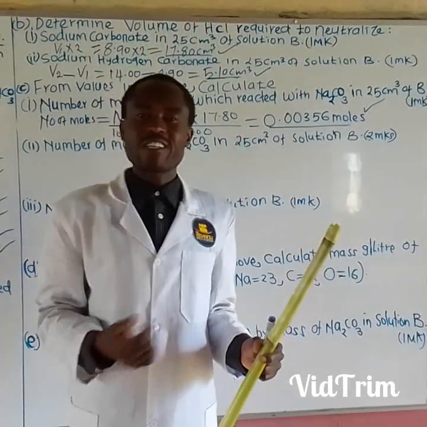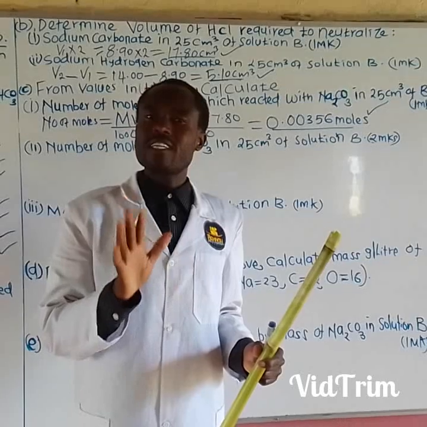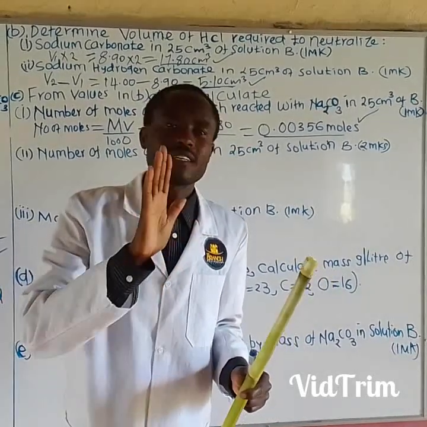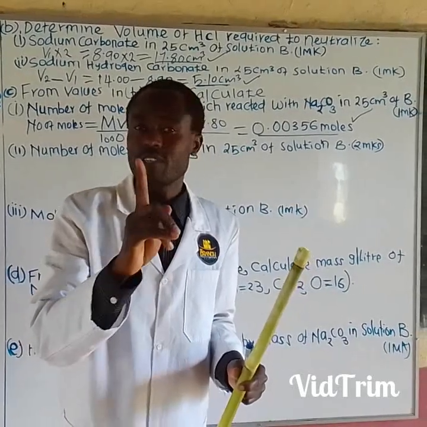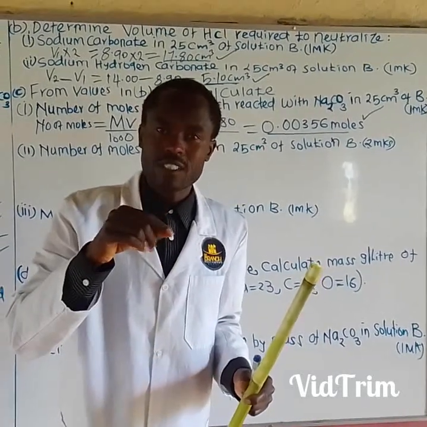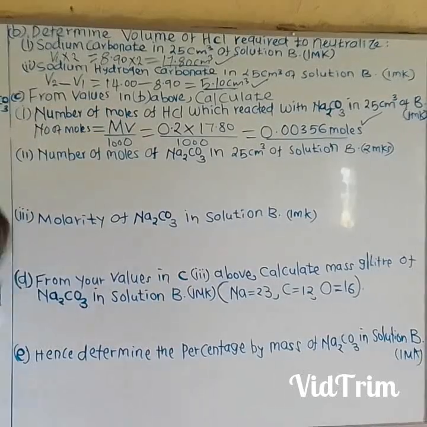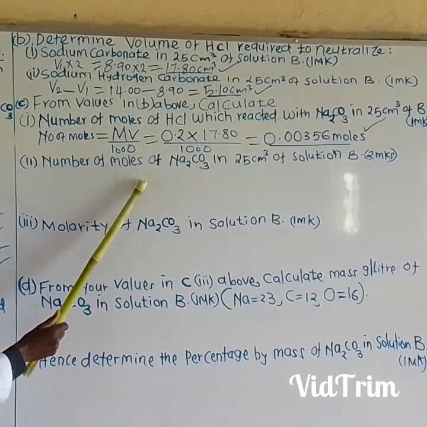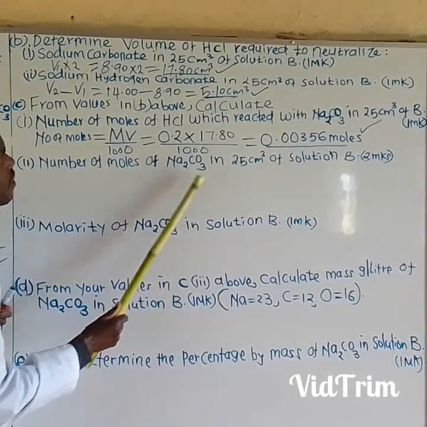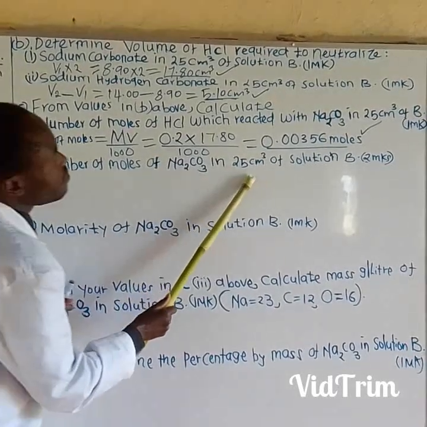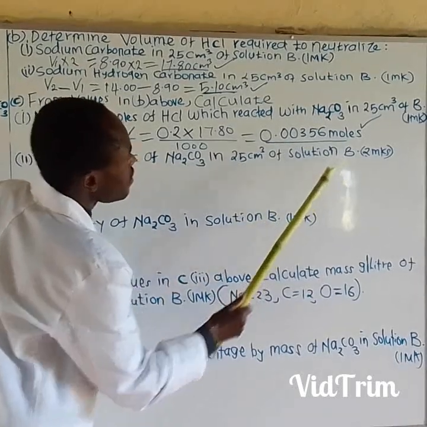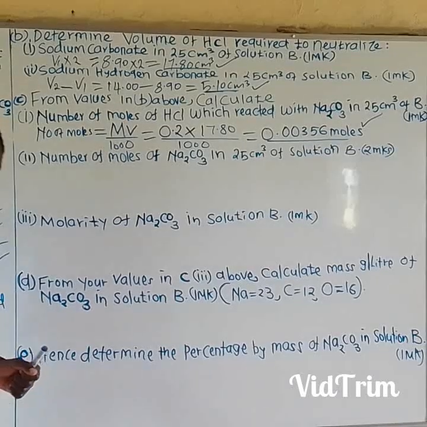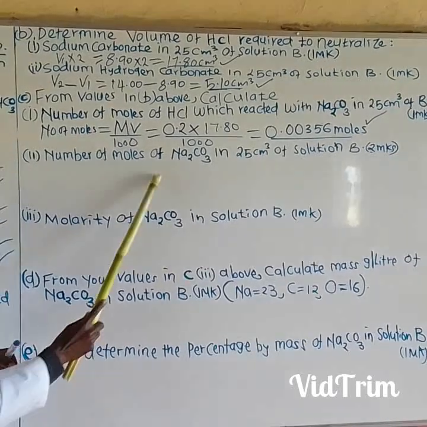And I hope you are enjoying, my student. At the end, you will realize that calculations on titrations, the moles, are very simple if you follow the instructions step by step. So let us go. Now Roman 2: calculate the number of moles of sodium carbonate in 25 centimeter cube of solution B. Is it okay?